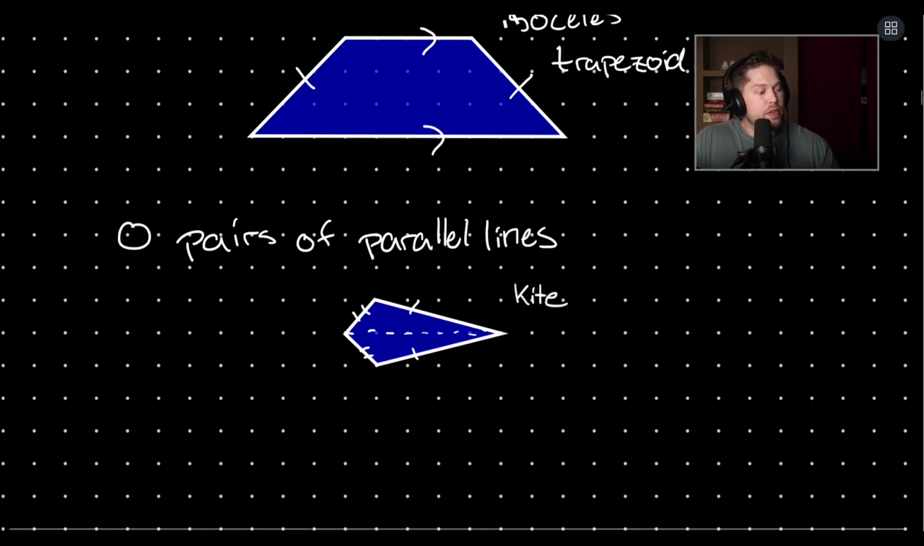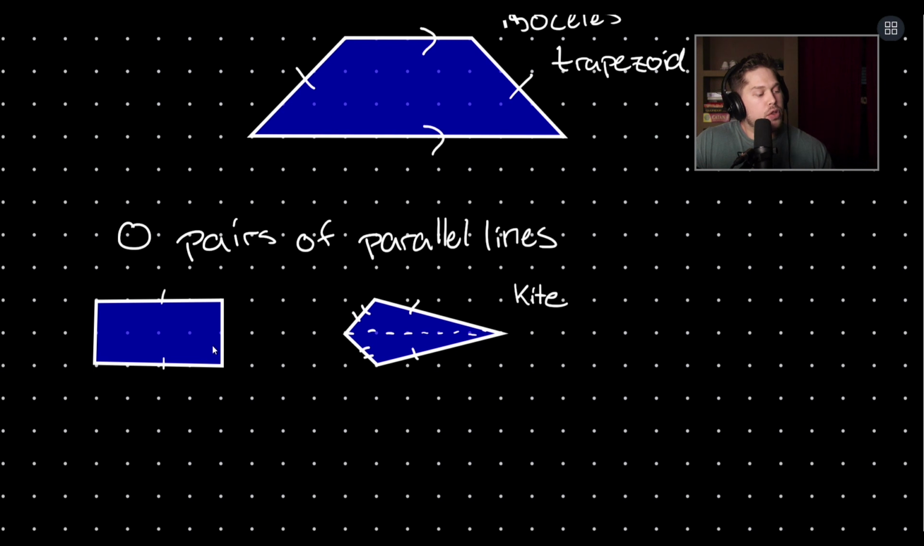Notice how it's different from the rectangle. Here, let's quickly draw a rectangle. It's different from the rectangle, where the rectangle also has two pairs of sides that are equal in length. However, the difference is that with the kite, the pair of sides that are equal in length are right next to each other, where in the rectangle, they're on opposite sides. So that's the difference between the rectangle and the kite. Also, the rectangle is a parallelogram in that it has two pairs of parallel lines as well.